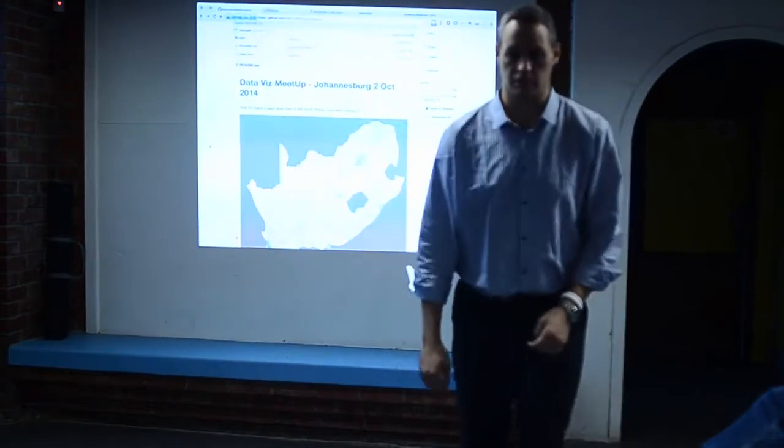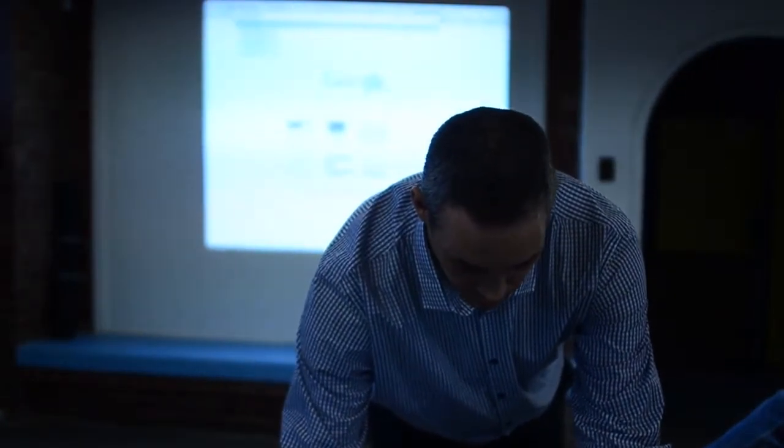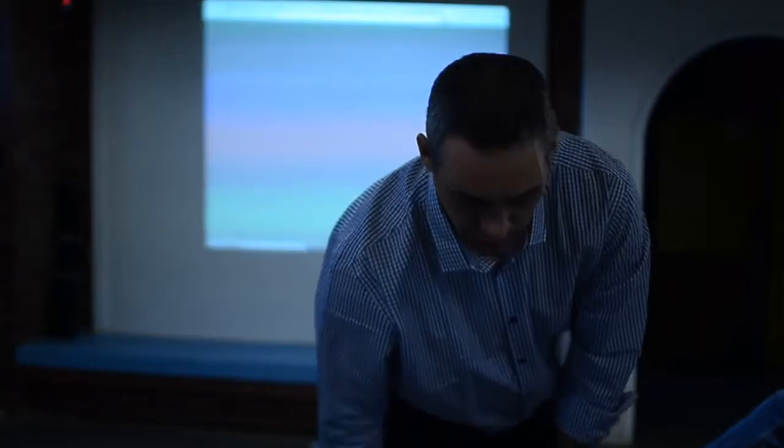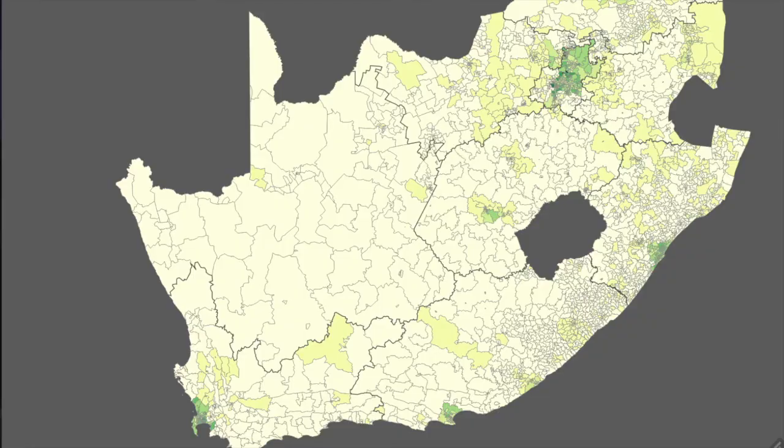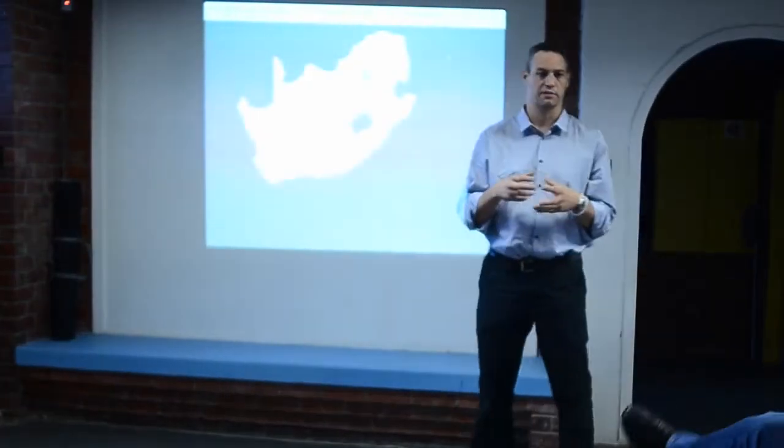Today, what we're going to do is build an interactive D3 map of South Africa. This is a ward level map showing each of the individual wards in South Africa. It is also implemented using what's known as a Choropleth. Choropleth is a color map.